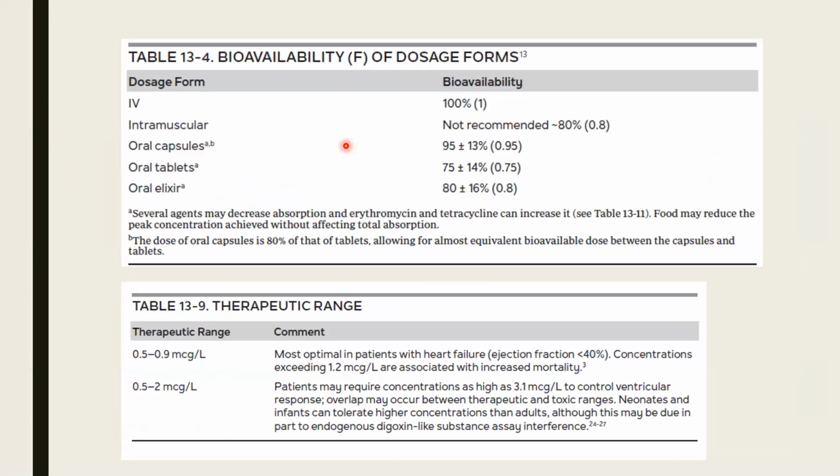For bioavailability, if IV, it is 100%. Intramuscular is not recommended, but it is around 80%. Oral capsule is around 95, tablet 75, elixir 80. But for tablets, it is actually from 60 to 80, so it depends. Normally we take the average, 70, as the bioavailability. Now, for therapeutic range, as I mentioned just now, for heart failure it is 0.5 to 0.9.